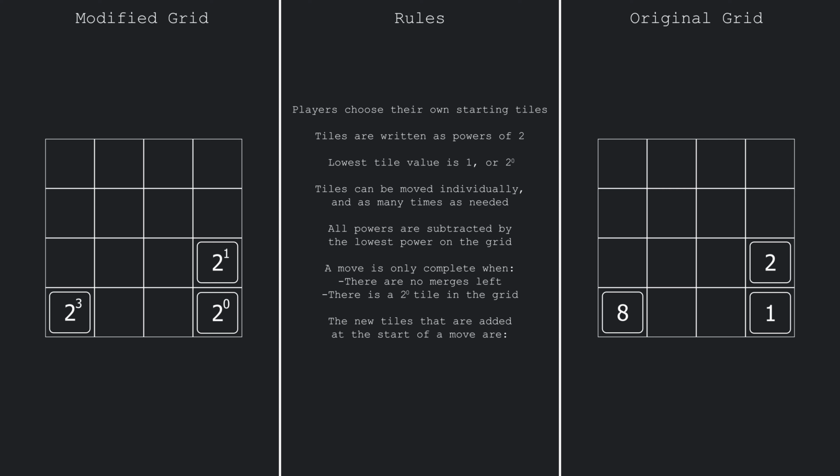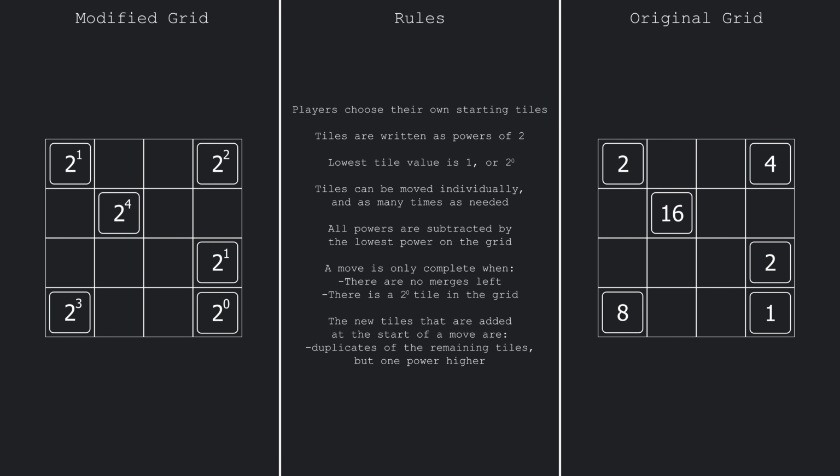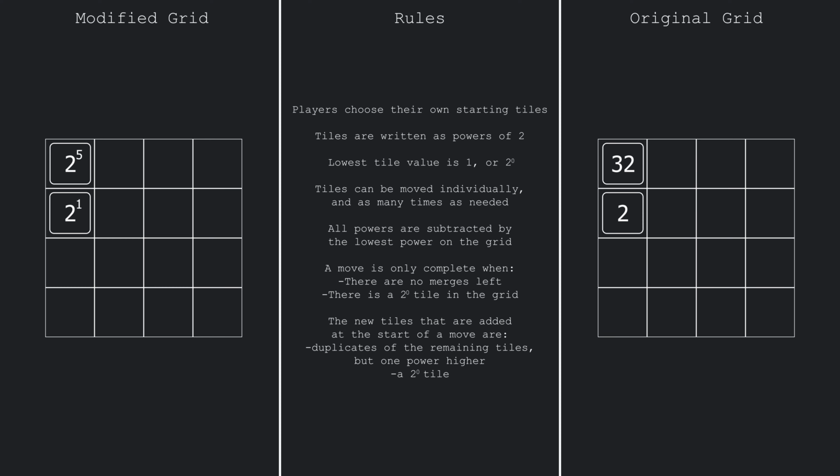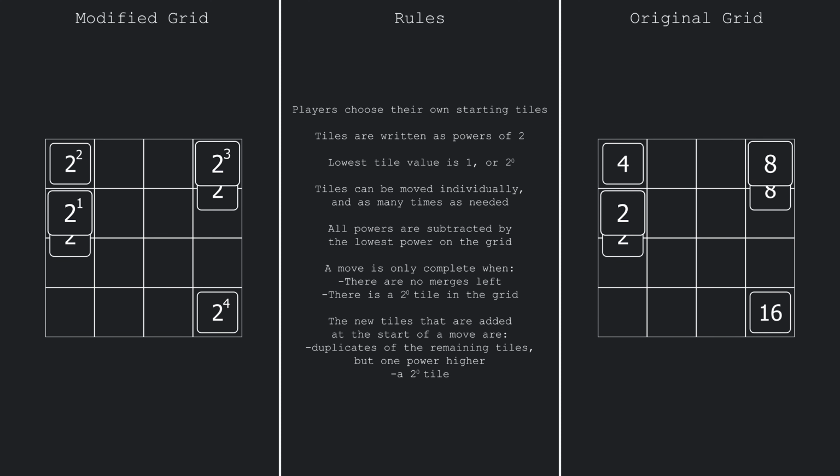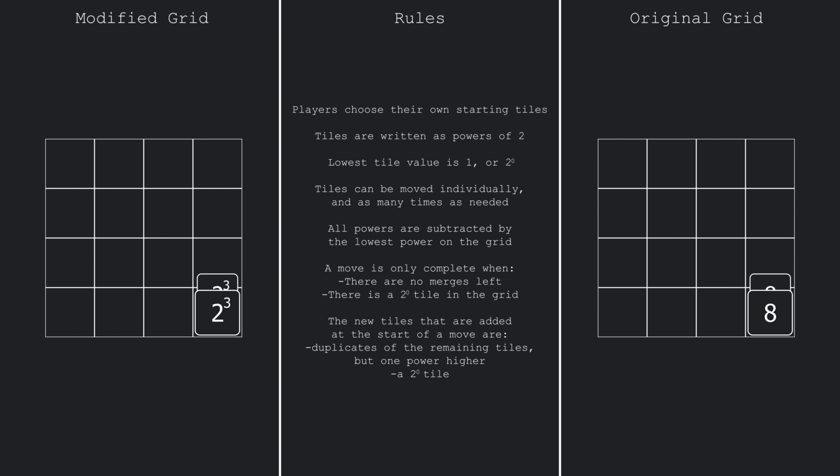The tiles that are added are duplicates of the existing tiles but 1 power higher, as well as a tile with the lowest value, which is 1 or 2 to the power of 0. So, using the same example as before, we will now have a grid with the following tiles, our prior tiles and our new tiles. From this point, the game continues until, curiously, we are eventually left with a single 2 to the power of 0 tile.